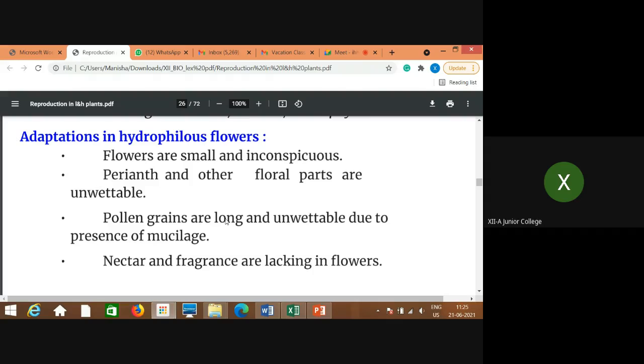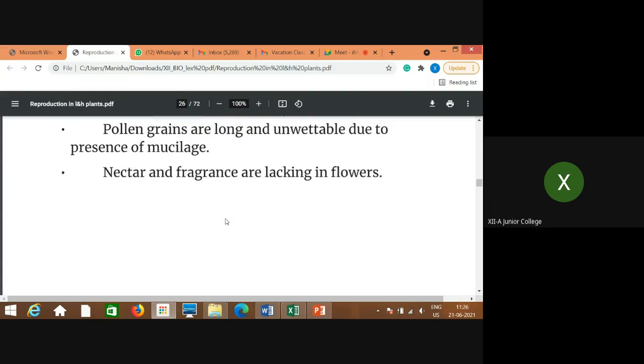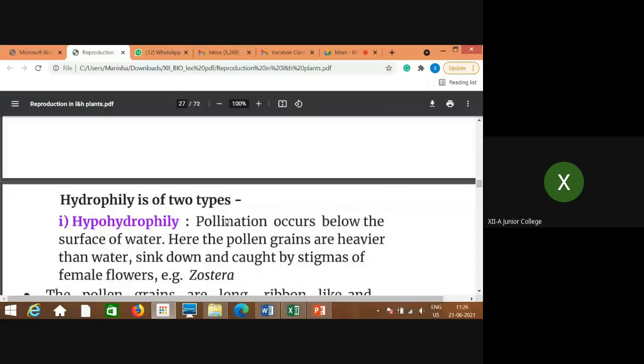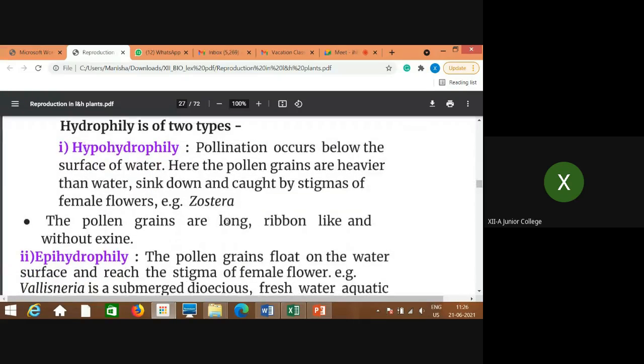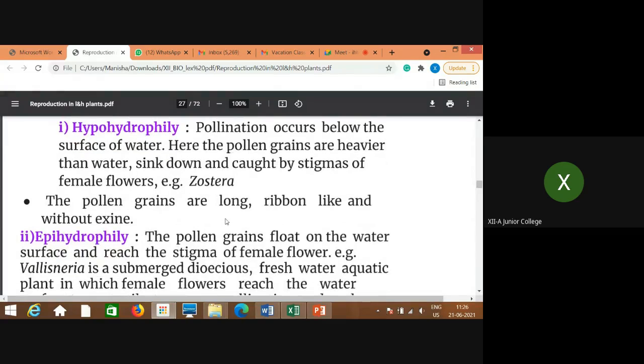Nectar and fragrance are also lacking, because when water is the pollinating agent, it doesn't require any nectar or fragrance. So these are the adaptations seen in hydrophilous flowers or plants. Now there are two types of hydrophily. One is hypohydrophily and the second is epihydrophily. Hypo means below and epi means above. Very simple to remember.